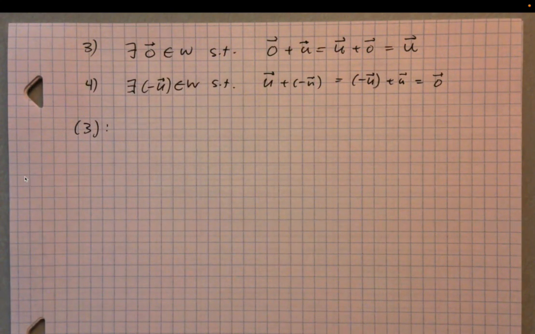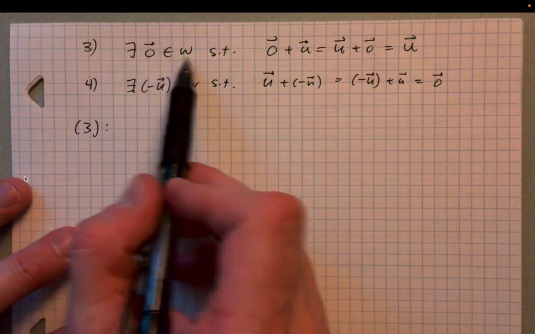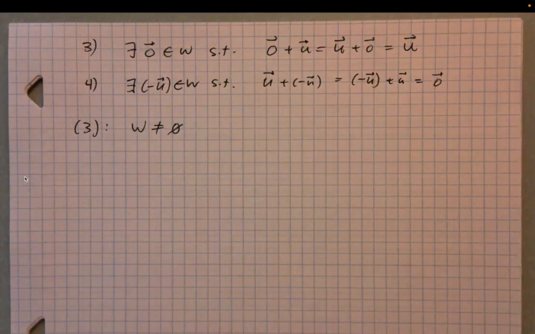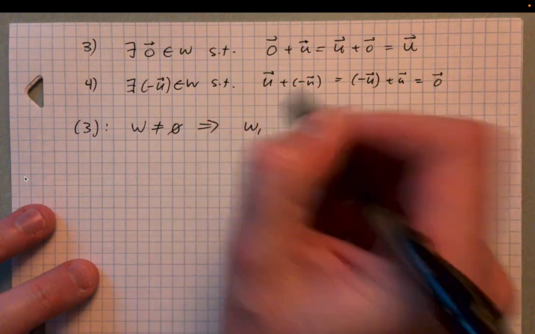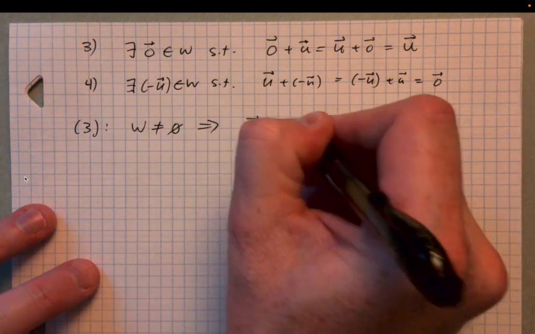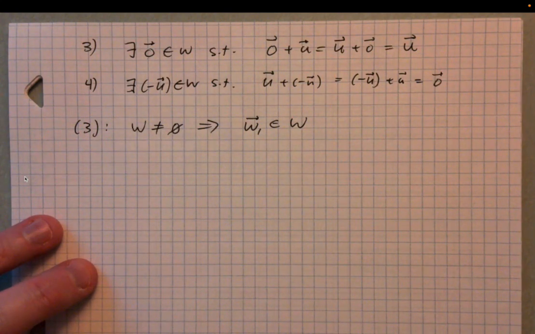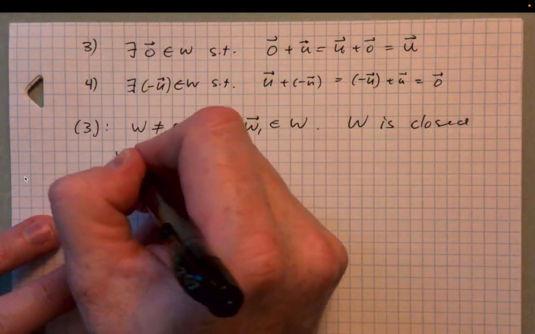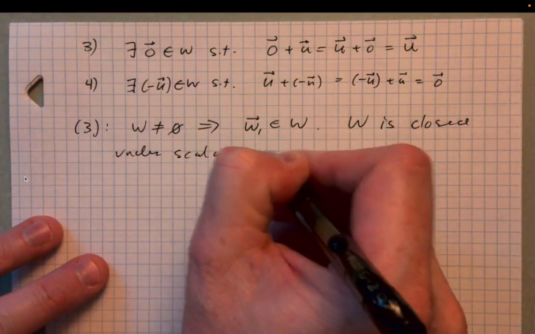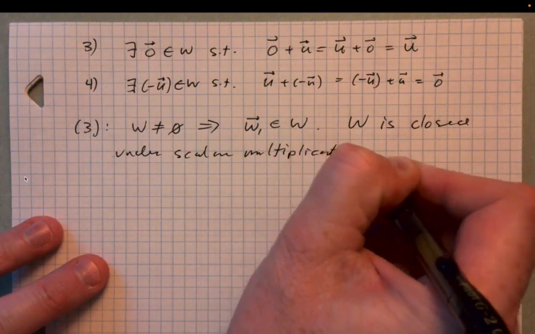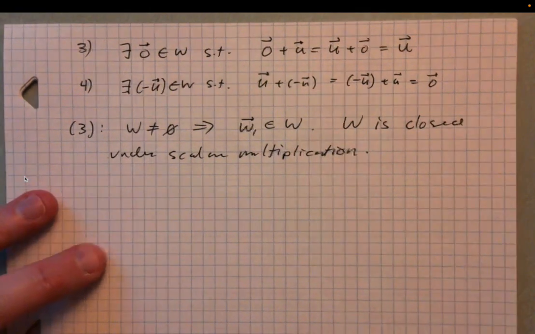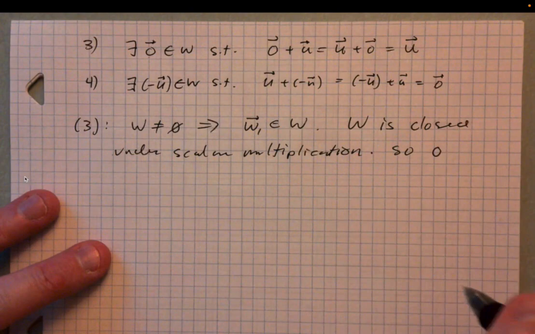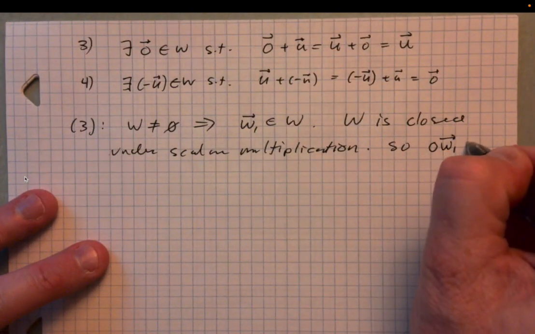Well, so for 3, remember we're trying to show that the 0 vector is in W. So if W is non-empty, W is not equal to the empty set, then there's some vector w1 inside of W. Now remember, W is closed under scalar multiplication. So what does that mean? Well, it means the scalar 0 times w1 needs to be in W.